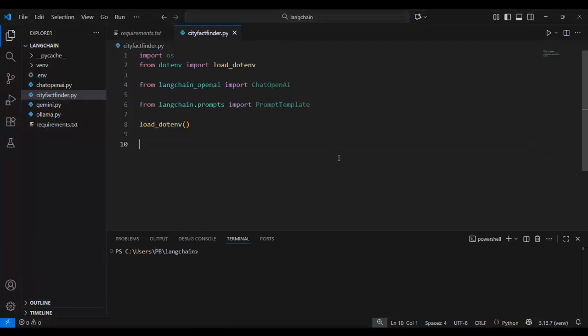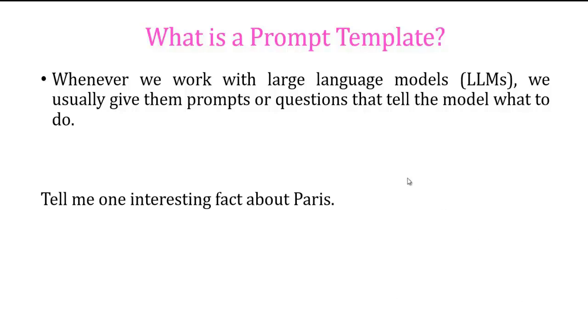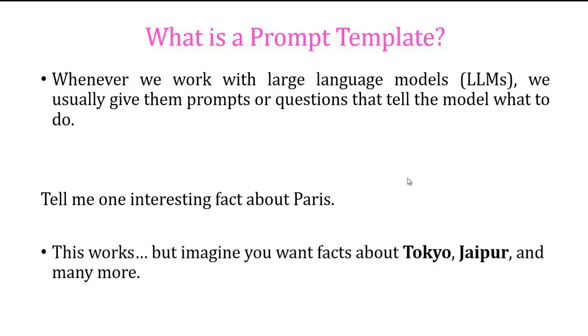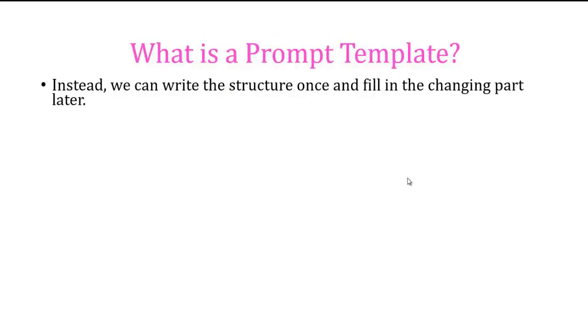So before we move forward with the coding, let's first understand what a prompt template is. Whenever we work with large language models, LLMs, we usually give them prompts or questions that tell the model what to do, right? Here is an example prompt: Tell me one interesting fact about Paris. Here, Paris is a city, right? This works. But imagine you want facts about different cities like Tokyo, Jaipur, and many more. Typing the whole prompt again and again is repetitive. Instead, we can write the structure once and fill in the changing part later.